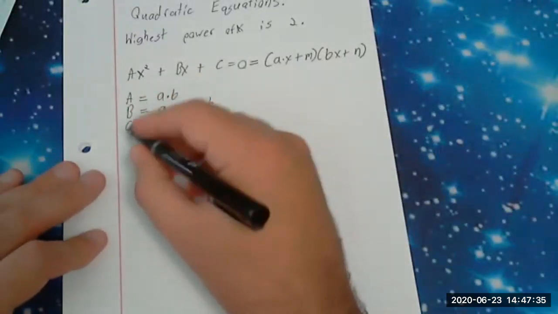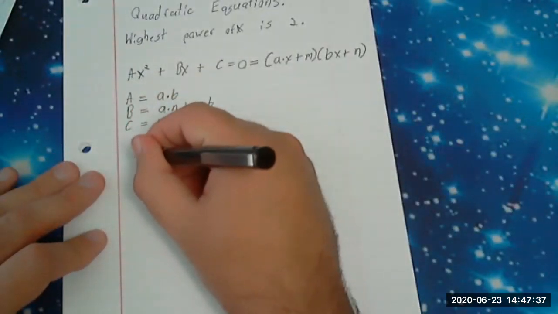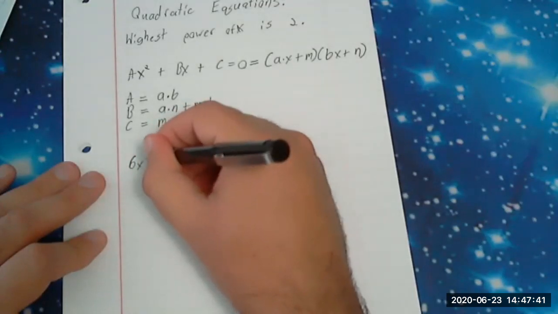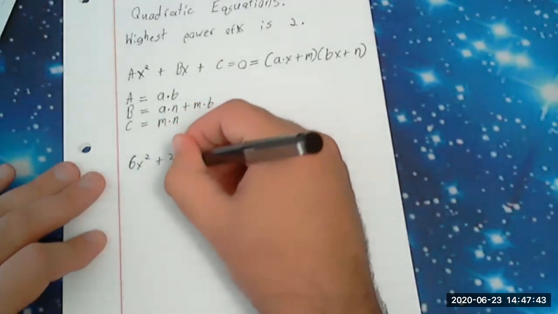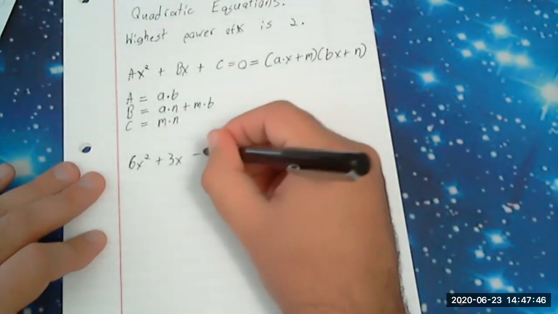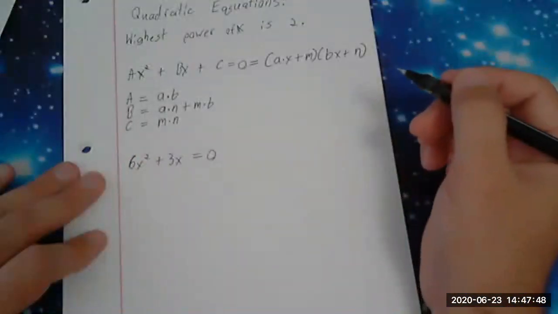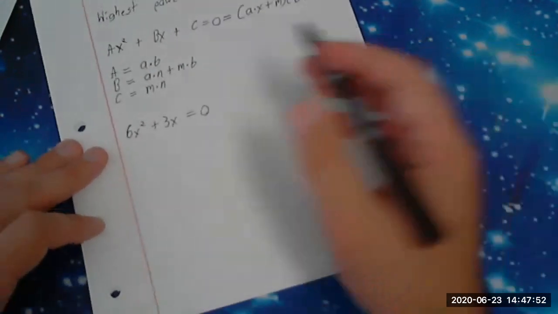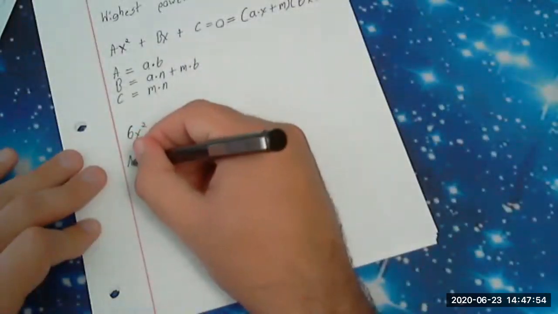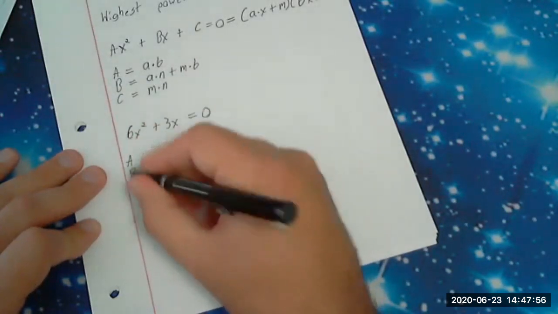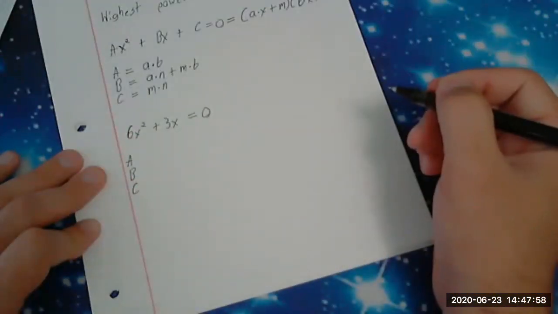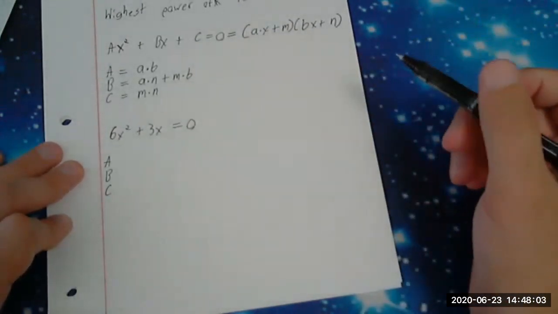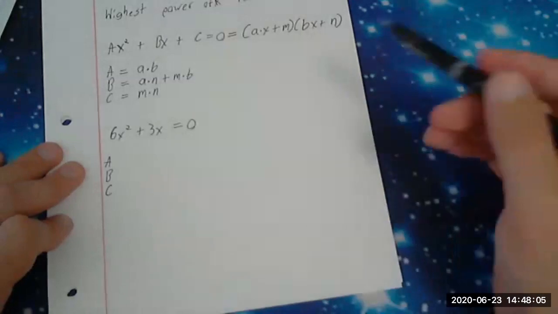So let's take a very easy one. 6x squared plus 3x equals 0. All right. So we can do our long drawn out process, if, like I said, that's what you like to do, it'll work every time, but there are some shortcuts.